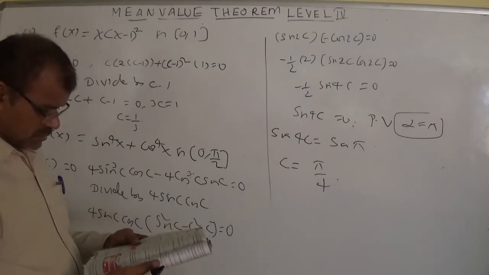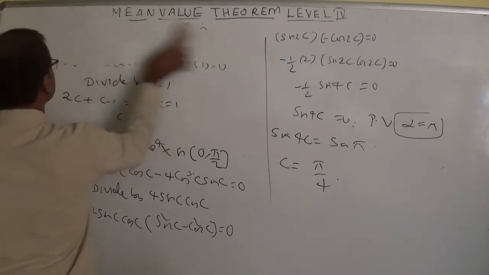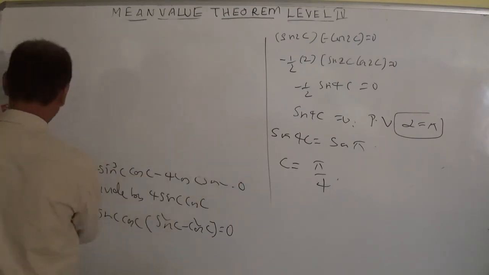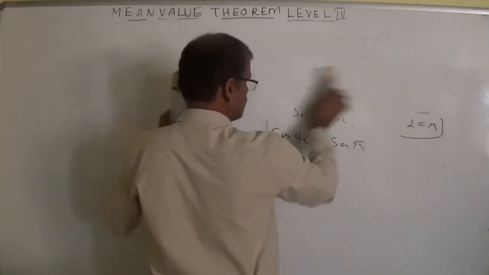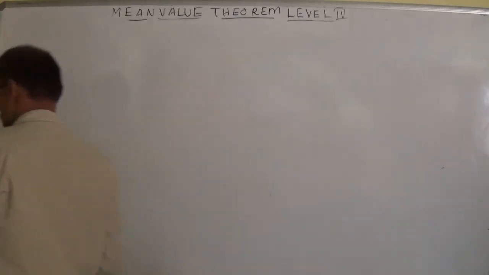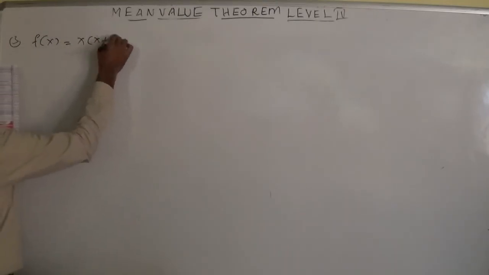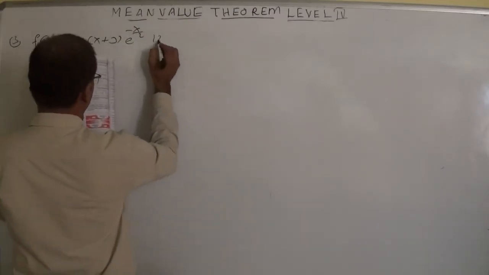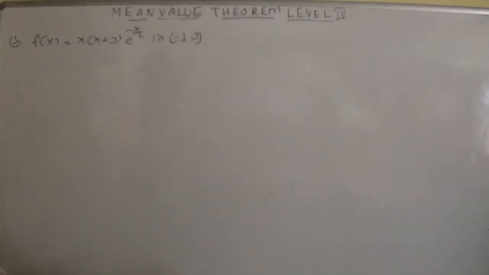Now, this is the second question, third option. Let us discuss the third question. The value of c in Rolle's theorem for the function f of x is equal to x into x plus 3 into e power minus x by 2. I think this is an IPE sum. The value of c you should calculate in minus 3 comma 0.